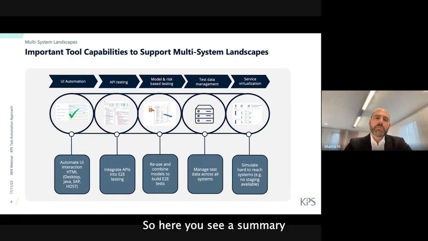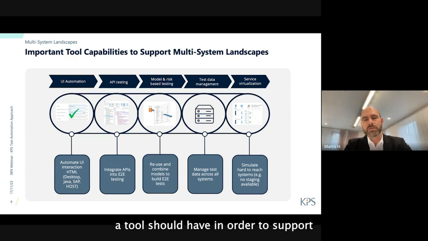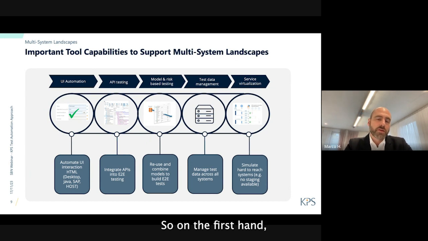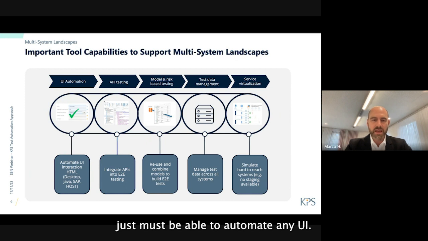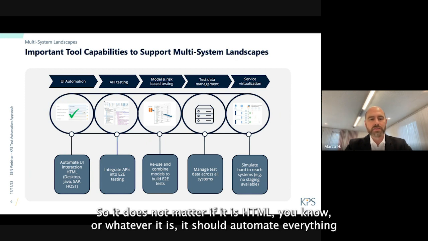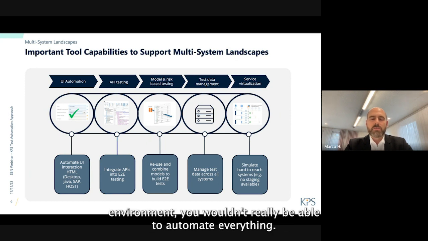So here you see a summary of the important tool capabilities that we see a tool should have in order to support a multi-system landscape automation. The very first thing is UI, the user interface automation. The tool just must be able to automate any UI. It does not matter if it is HTML, or whatever it is. It should automate everything. Because otherwise, if you have a multi-system environment, you wouldn't really be able to automate everything.